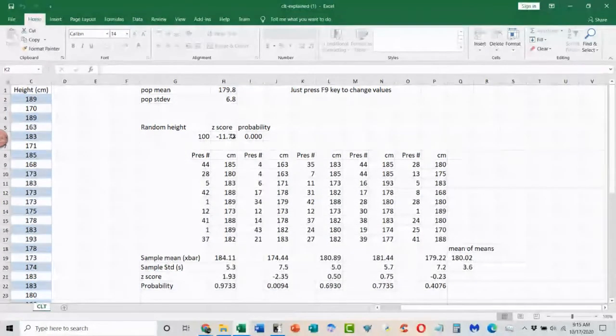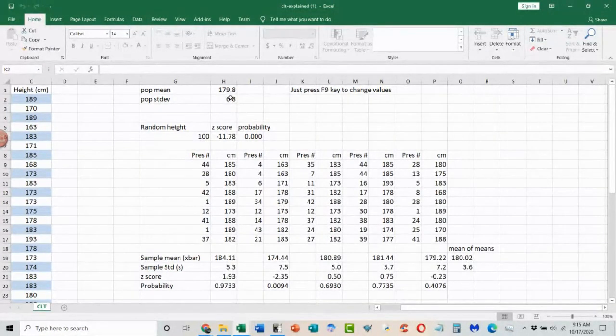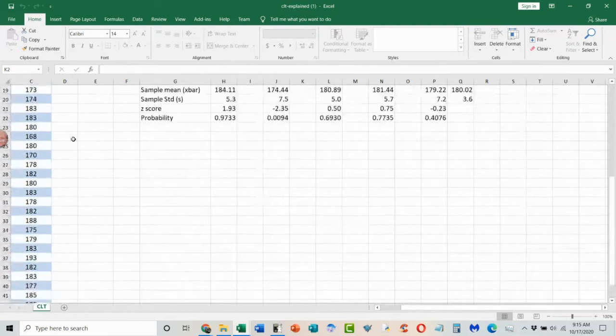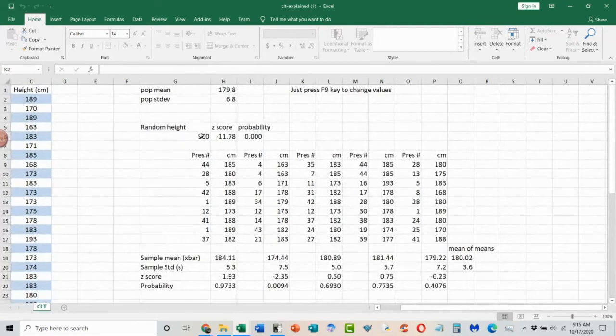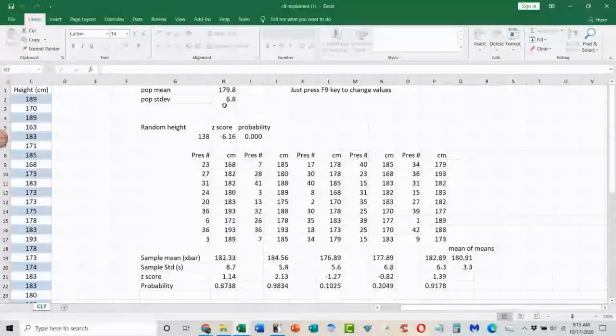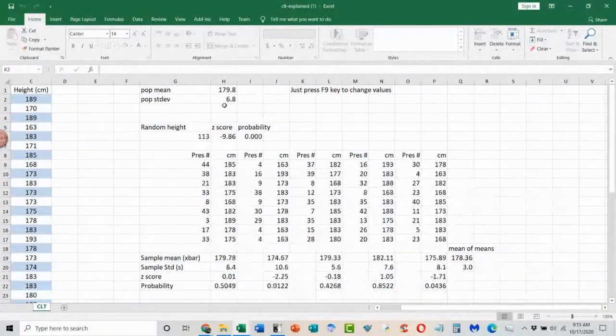Okay, and so what happens here is we have the population mean and the population standard deviation. So this is the average height of all the presidents, 179.8 centimeters, with a standard deviation of 6.8 centimeters. Now, what this does is pick a random height, and find the z-score and the probability of getting that one thing. So these are all the values that could have happened.